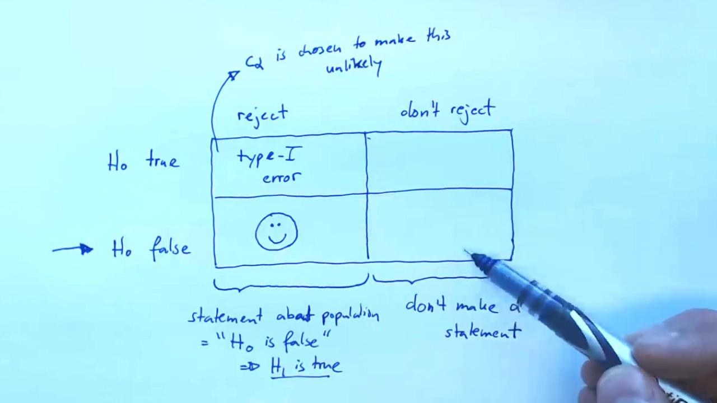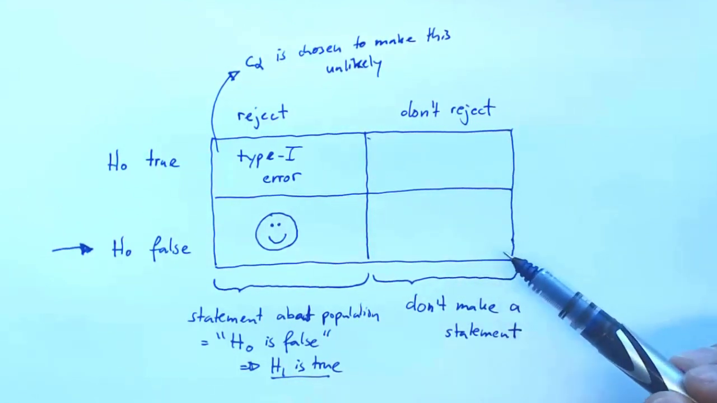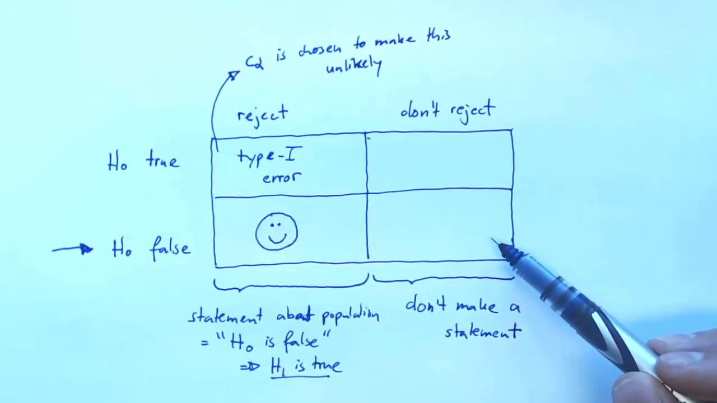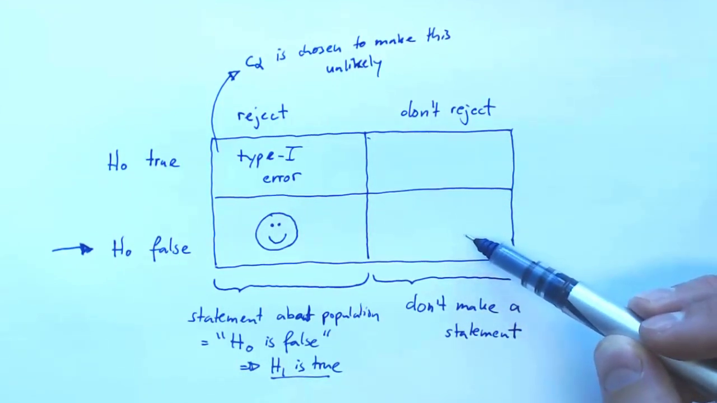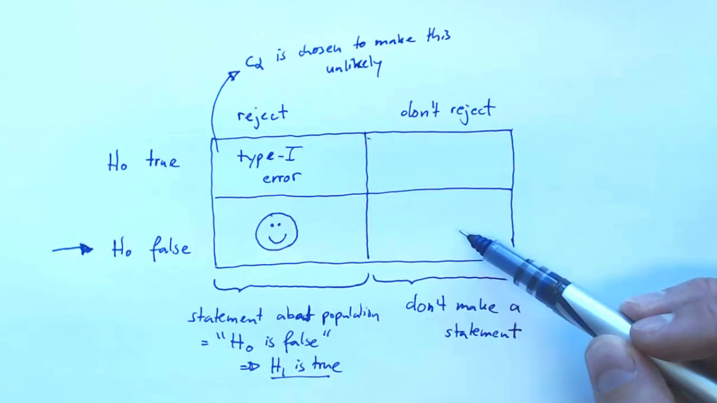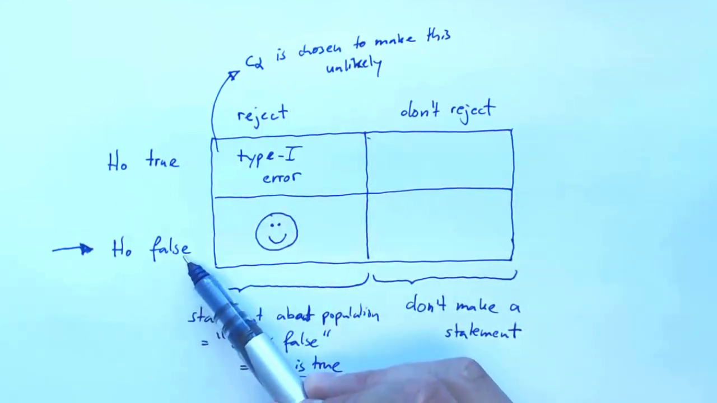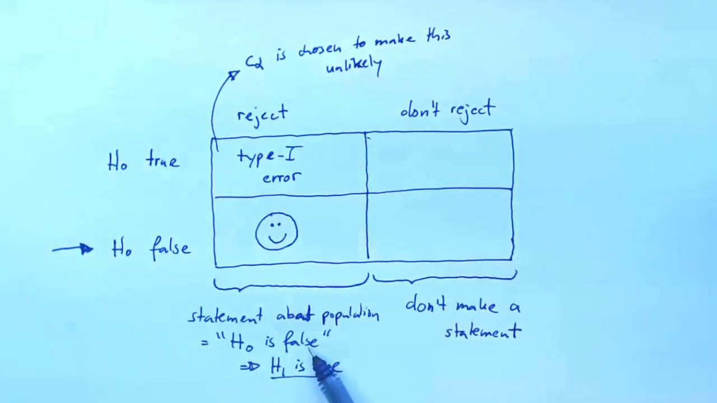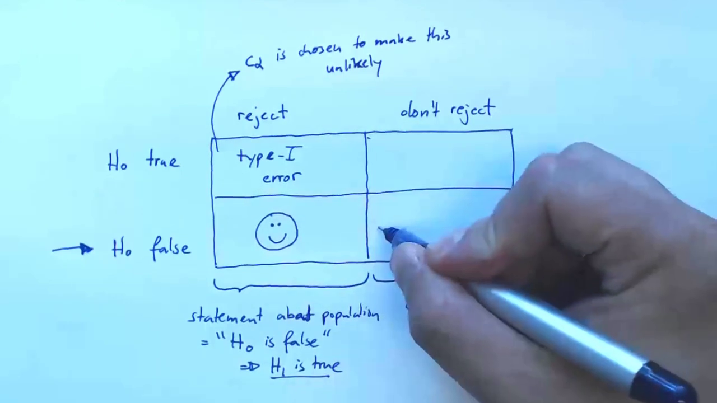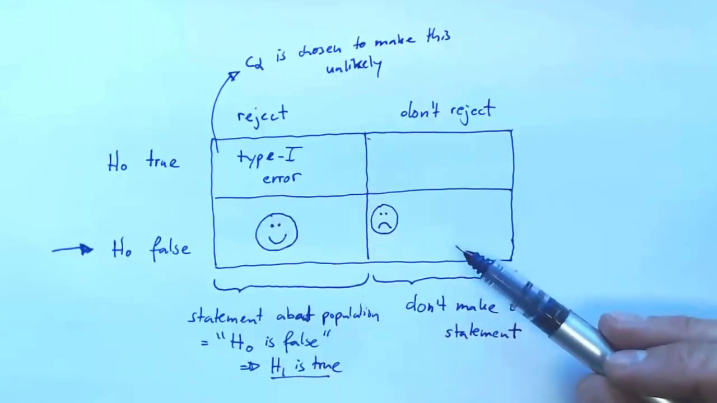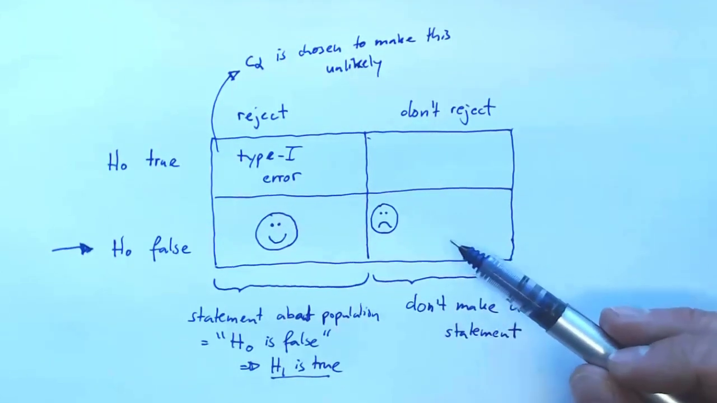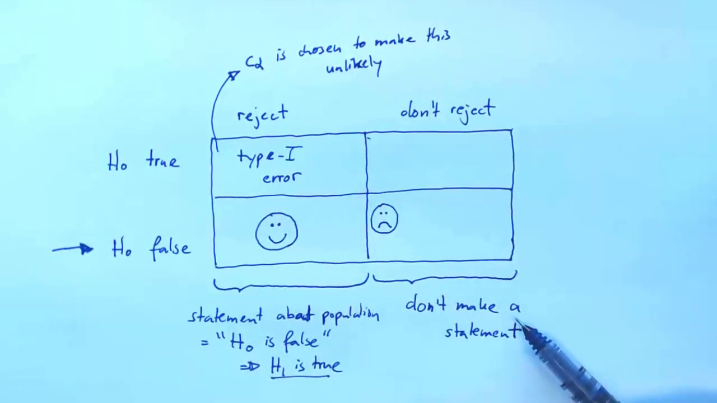So there are still 2 scenarios that I haven't explained, and while we're at it, I might as well talk a little bit about this. So let's look at this scenario first. Here H0 is false, so we want to make the statement H0 is false, but we end up not making a statement. So that obviously is a little sad. But it's not really a mistake in a way, in that we just refuse to make statements.